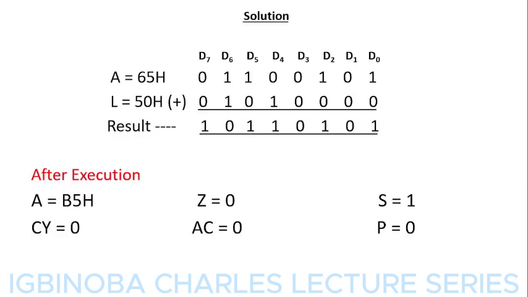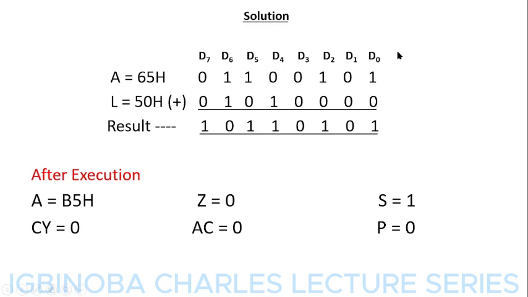So the solution. The first thing you need to do is convert the accumulator, 65 hexadecimal, to binary, and this is the conversion. And we convert the register L, 50 hexadecimal, to binary, and this is the conversion. The next thing for us to do is to add.